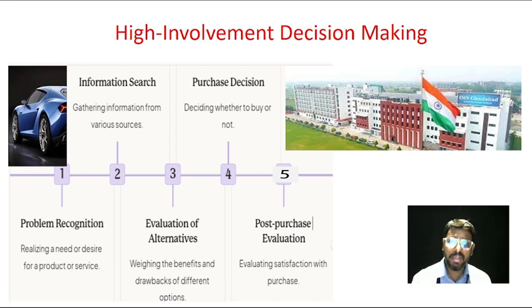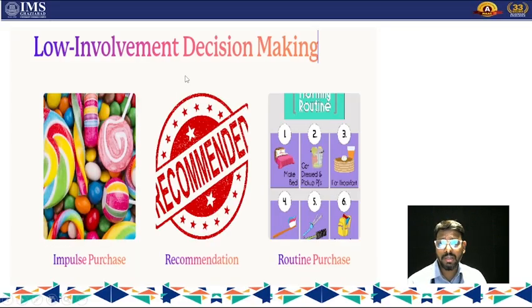Next is Mercedes, next is Bentley, next is Rolls-Royce. So it is up to the customers what type of quality, what type of price, and what type of decision making they are taking, right? So this is high involvement decision making. Next is low involvement decision making. Yes, there are a lot of items.